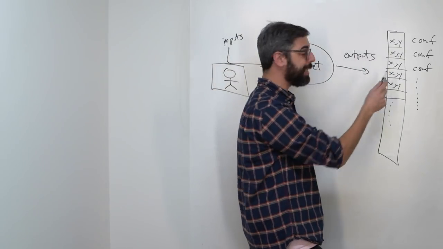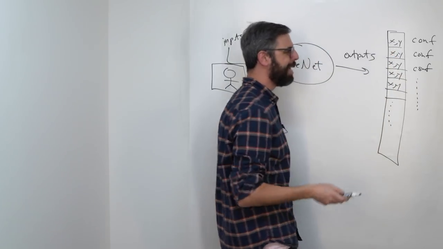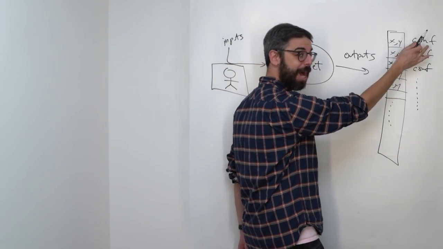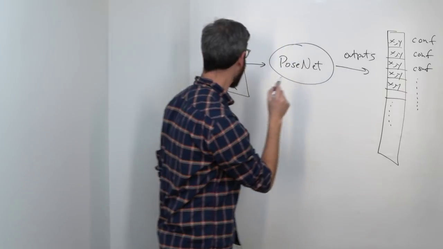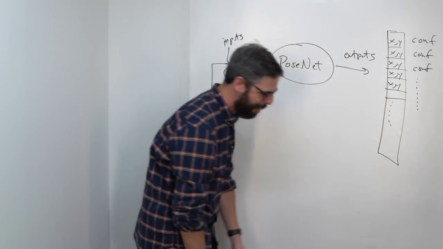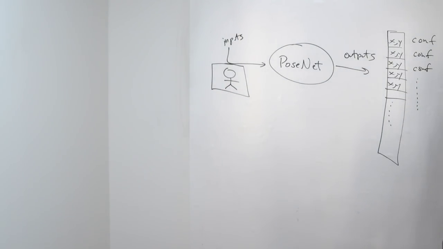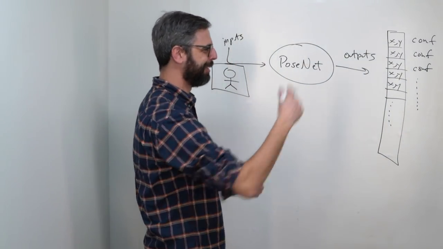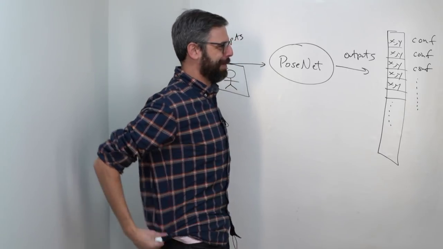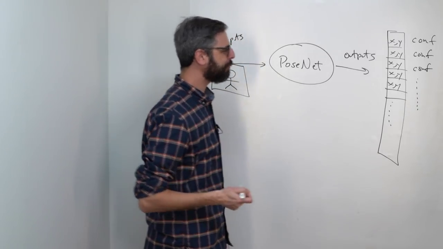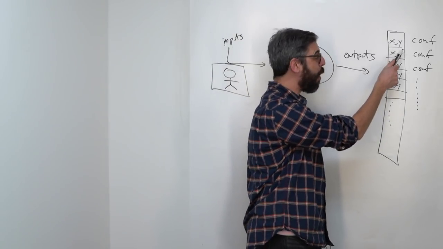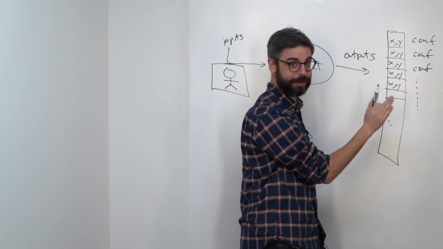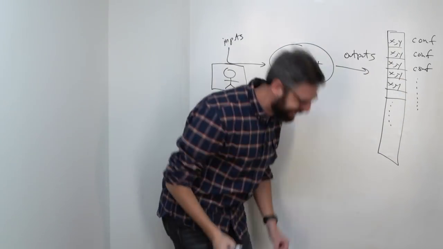And what do all these xy coordinates and confidence scores correspond to? They correspond to, my voice is cracking. I'm sniffling. This is all going downhill fast, people. And what do all these xy coordinates and confidence scores correspond to?